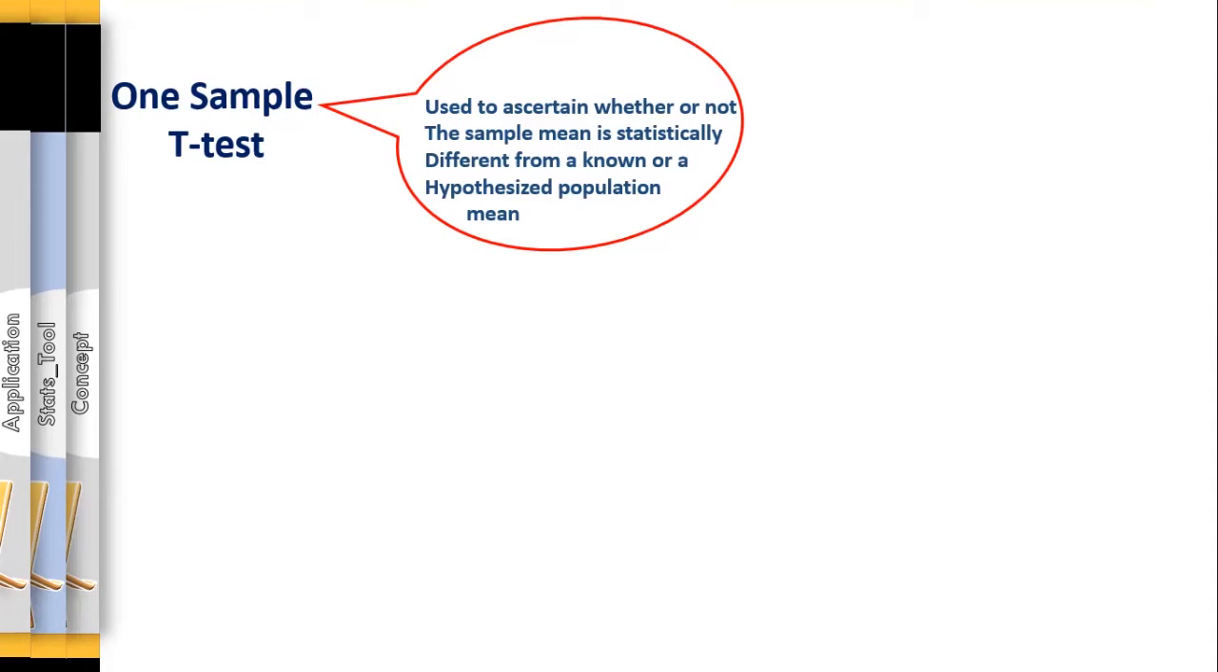Now, maybe we realize that it is 0.8 meters. Now, comparing 0.8 meters to 1.2 meters, is there a difference? That is where one sample t-test comes in, to be able to tell if there's a difference between the sample mean and the hypothesized population mean.